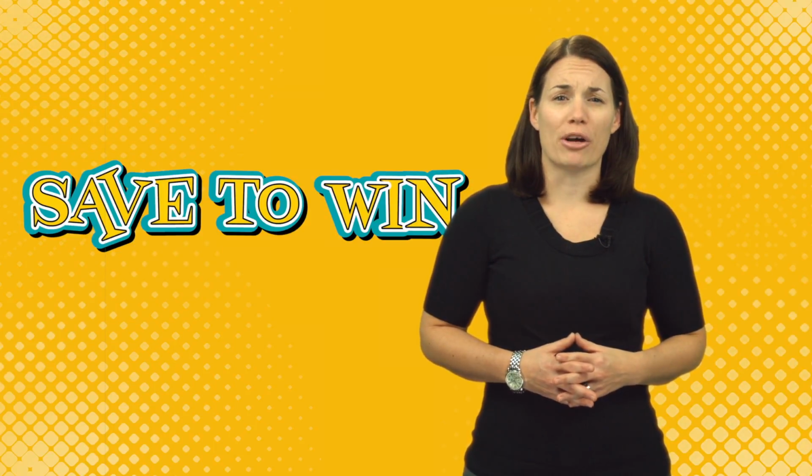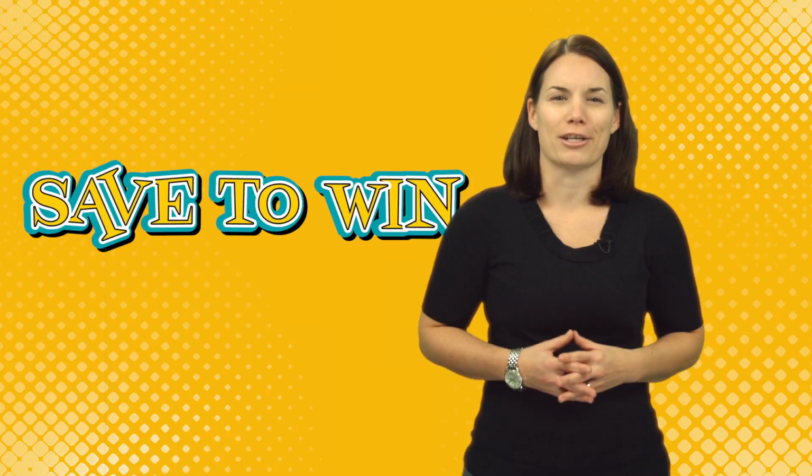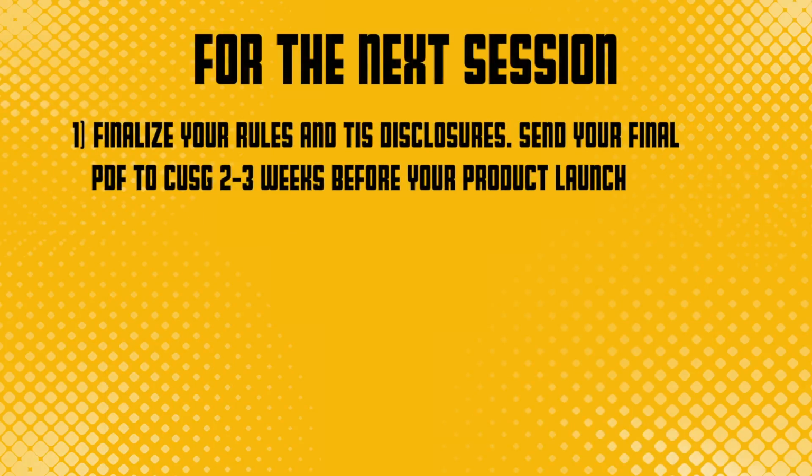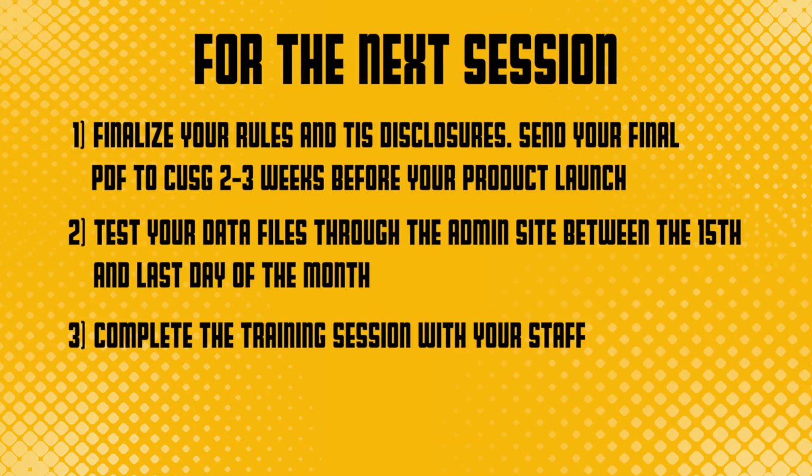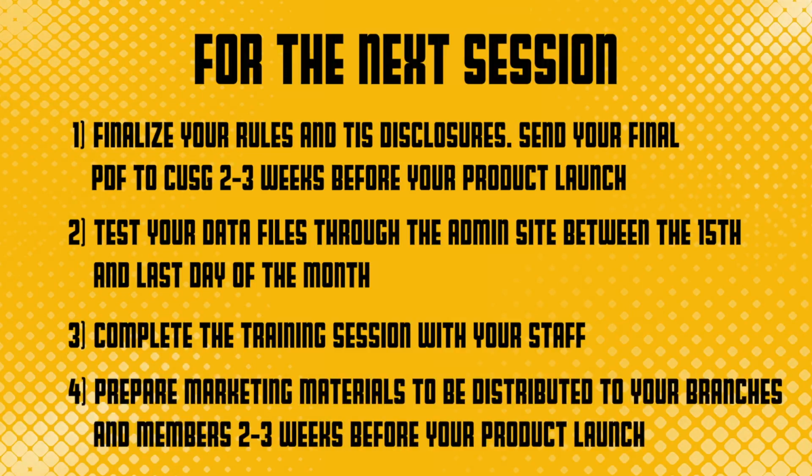Before we end this session, I want to remind you of a few items to work on before our next session. One, finalize your rules and truth in savings disclosures. Your final rules should be in PDF format and sent to CUSG two to three weeks before you launch your program. Two, test your data files through the admin site between the 15th day and the last day of the month. Three, complete the training session with your staff and follow up with any questions that you were unable to answer during the session. And lastly, prepare marketing materials to be distributed to your branches and to your membership about two to three weeks prior to your program's launch.